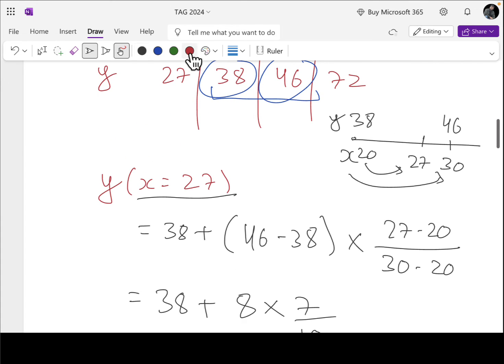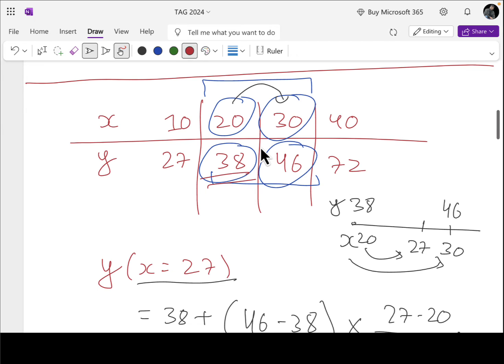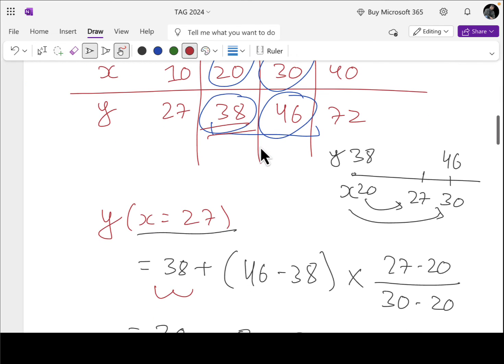Let me repeat what I did. I just found the starting point. Where did I have to start in terms of y? Because when x is at 20, y is 38. When x is at 30, y is at 46, right? You want to cover this distance, but only partially. You only want to go till 27, right? So I started at 38. I said that the entire distance that I would have had to cover between 20 and 30, if x was to go to 30, would be 46 minus 38, right? That is 8 units.